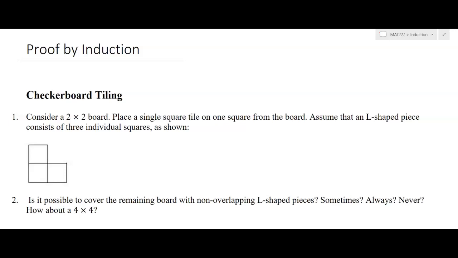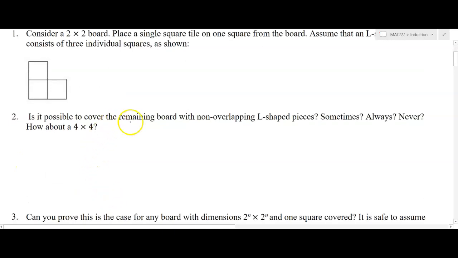Throughout this, I would like you to pause and see if you can think about these individual problems on your own before you hear me solve them. So first of all, let's consider a 2x2 checkerboard. That means it has 2 rows of squares and 2 columns of squares. Suppose you place a single square tile on one square from the board. Assume that an L-shaped piece consists of 3 individual squares as shown. The question is, is it possible to cover the remaining board with non-overlapping L-shaped pieces?